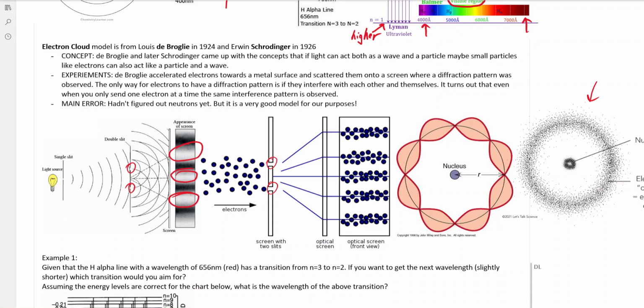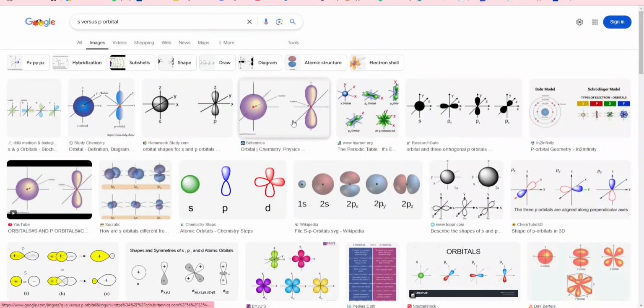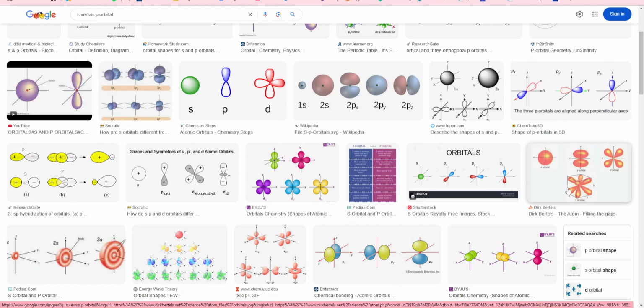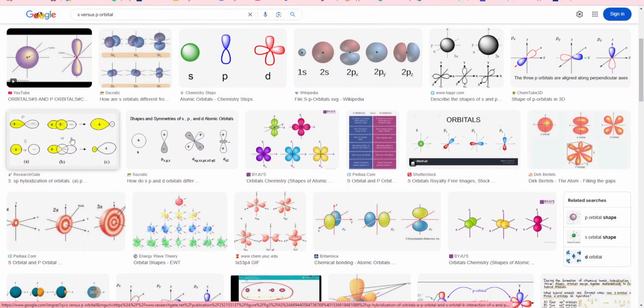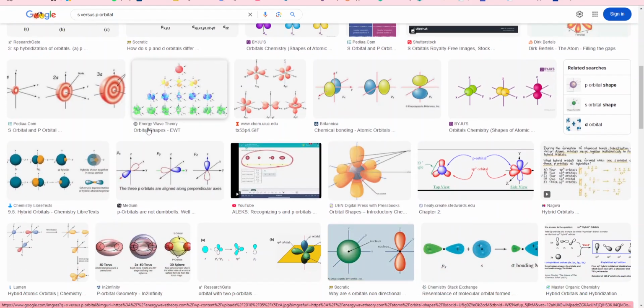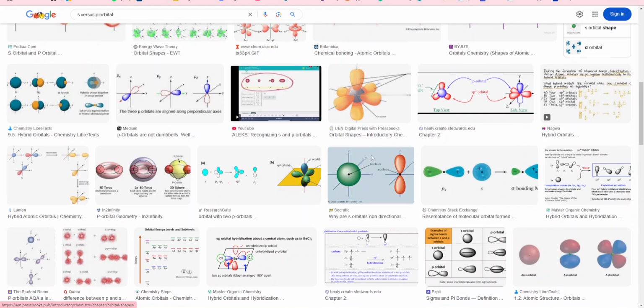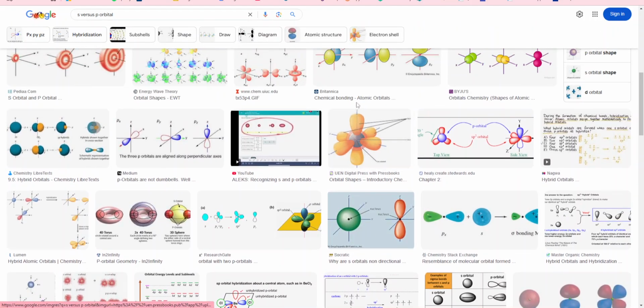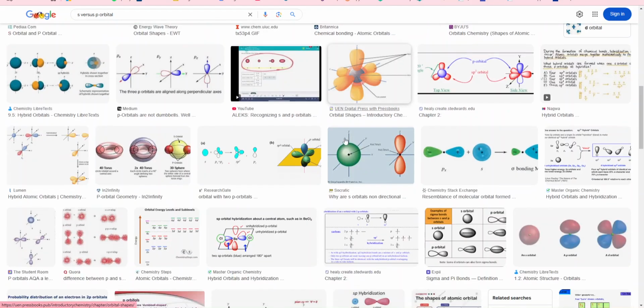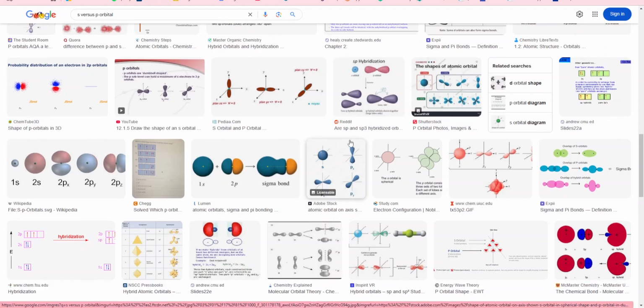We can also quickly Google S and P orbitals, and you can see different images of what those look like. So like this right here, or just different shapes that show up. These are all probability things that are going on. The dumbbell, the donut. This is a probability heat map of where the electrons are going to be. This is what de Broglie was showing.